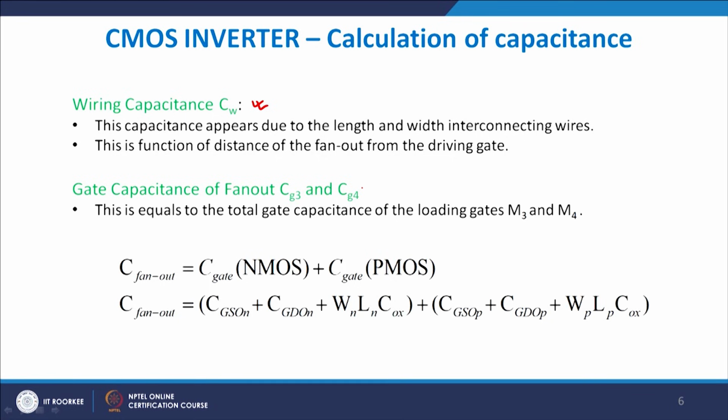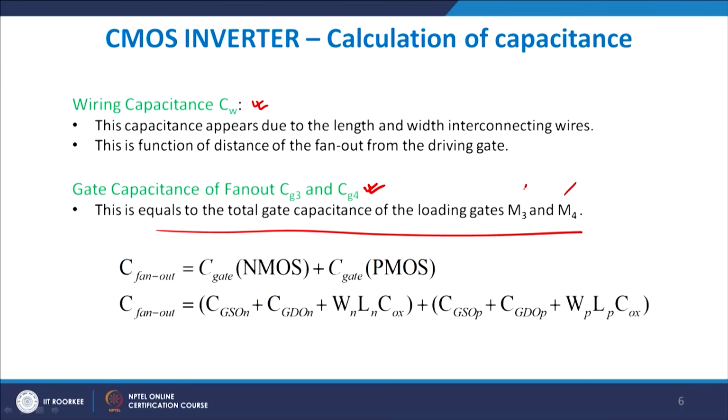We come to the last part, which is CG3 and CG4, and it is nothing but the total gate capacitance of the loading gates M3 and M4. The gates M1 and M2 are referred to as driving gates, since they are driving the circuit, and M3 and M4 at this stage are known as loading gates. So I have driving gates and I have loading gates.